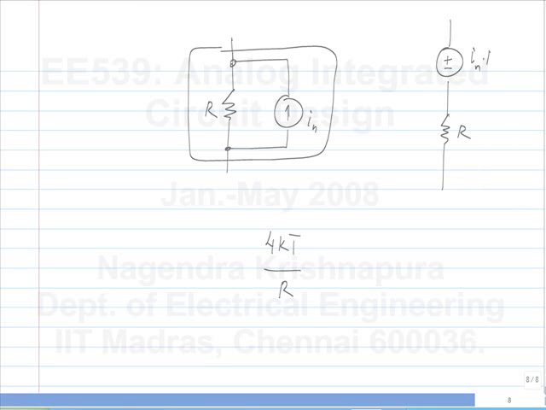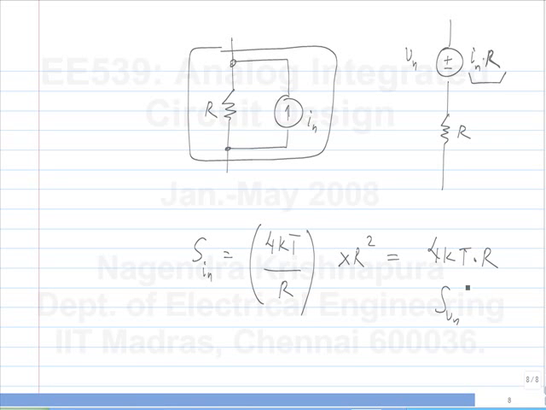IN times R. So if IN has a certain spectral density, what is the spectral density of IN times R? R square. Here the transfer function is not frequency dependent, but it is just a multiplication by R. So this gets multiplied by R square to give you 4 kT times R. I call this a random voltage Vn. So S IN is 4 kT by R and S Vn is 4 kT times R.